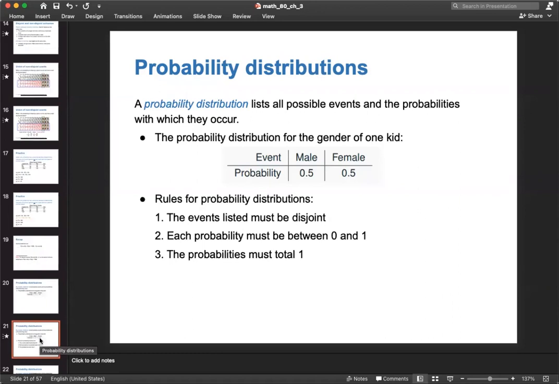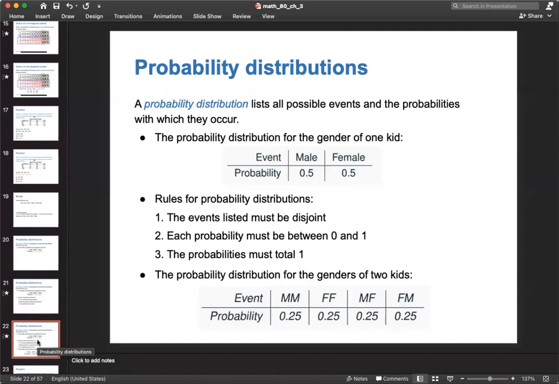A couple of things here. What are the rules for probability distributions? The events listed have to be disjoint, so that you can account for this correctly. Obviously, the probabilities must be between 0 and 1. And the last thing is the sum of the probabilities must total 1. In this case, the event being male and the event being female both have a probability of 0.5, which is clearly between 0 and 1, and the sum of those two together totals 1. So keep in mind the events listed have to be disjoint to form this probability distribution.